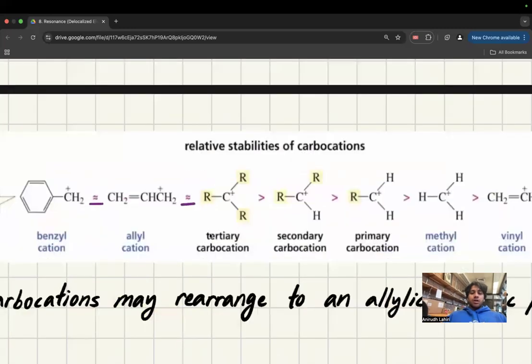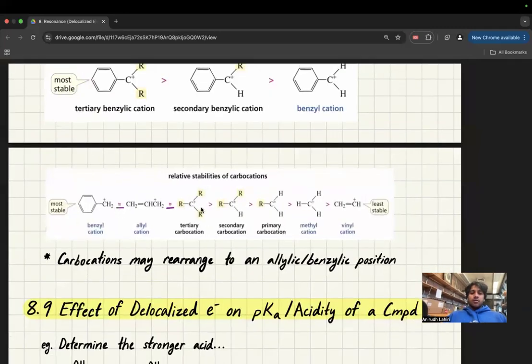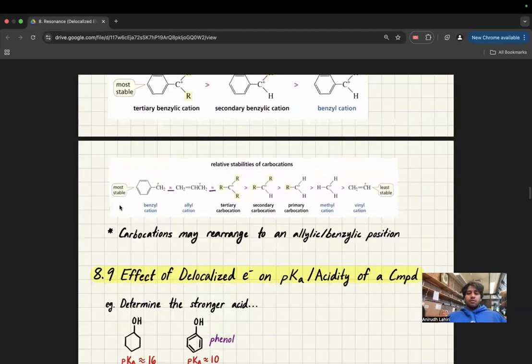Sometimes you can equate tertiary carbocations to allyl cations. You kind of treat these as the same. So you're never really gonna have to differentiate between these three. It'll always be very obvious, if that makes sense, when you're differentiating.